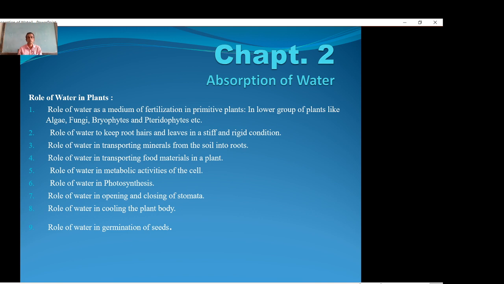Name of the chapter is absorption of water. First of all, we see the first point in the chapter, role of water in plants. We see one by one different roles of water in plants.